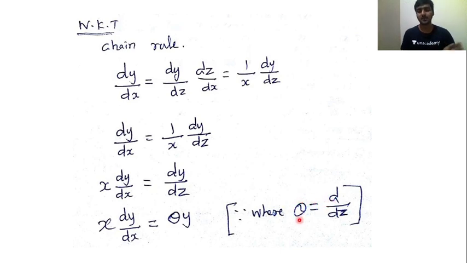Because as per our differential equation discussion, we did a substitution in the differential equation, that is capital D is equal to d divided by dx. In the Euler-Cauchy equation, we are making the substitution, that instead of d divided by dz, substitute theta. So in this equation, instead of dy divided by dz, it is theta into y. So this is the substitution.